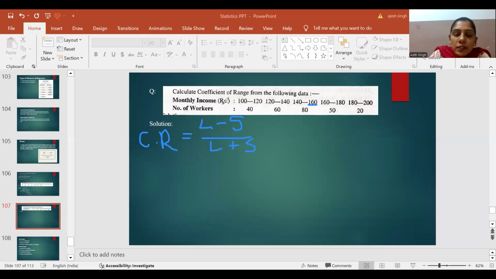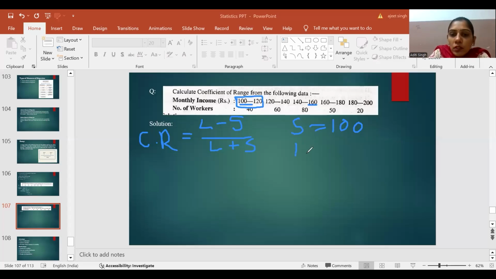As we can see in this given series, what is the smallest value and what is the largest value? The smallest value in this given series is 100, as it is the lower limit of the lowest class. This is the lowest class, and 100 is the lower limit of this lowest class.